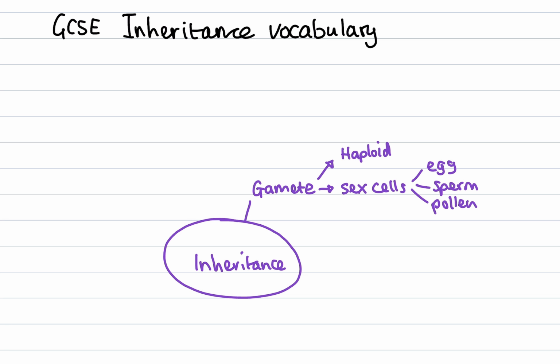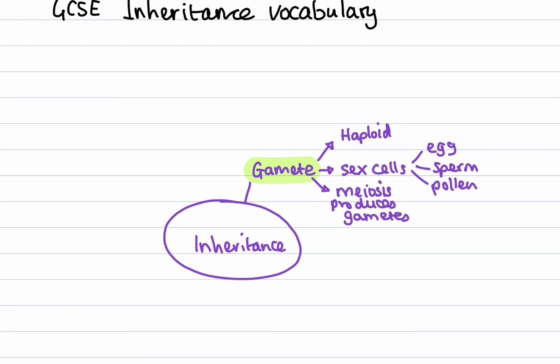The gametes are produced during one of the types of cell division. Which one is it? Meiosis produces the gametes. So that's our first key word, gamete. Gametes are the sex cells. They're going to deliver genetic information. When they fuse, that's going to give us our zygote.